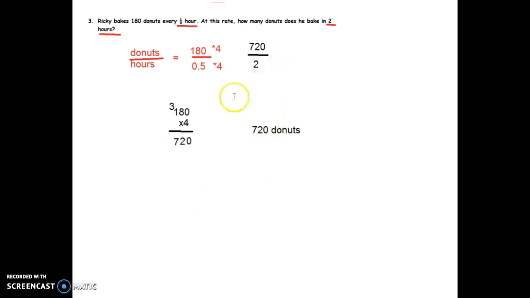Oh, and the other way you could have done it is if you multiply this by 2 to make it 1 hour, so you could get your unit rate, and then multiply by 2 again. I skipped a step to make it easier for us just to go straight and multiply by 4.